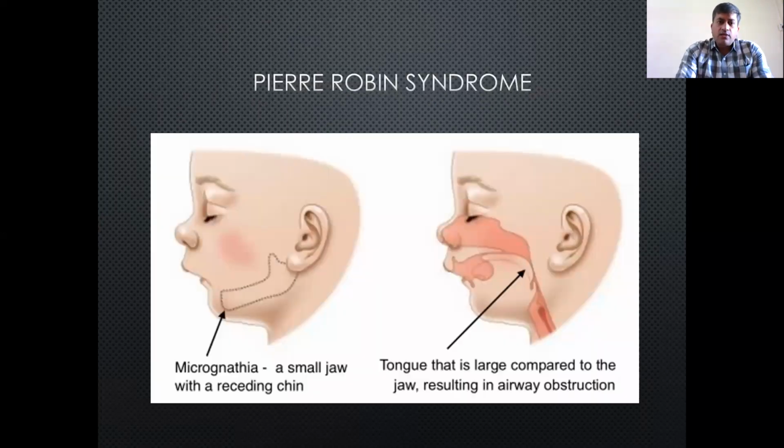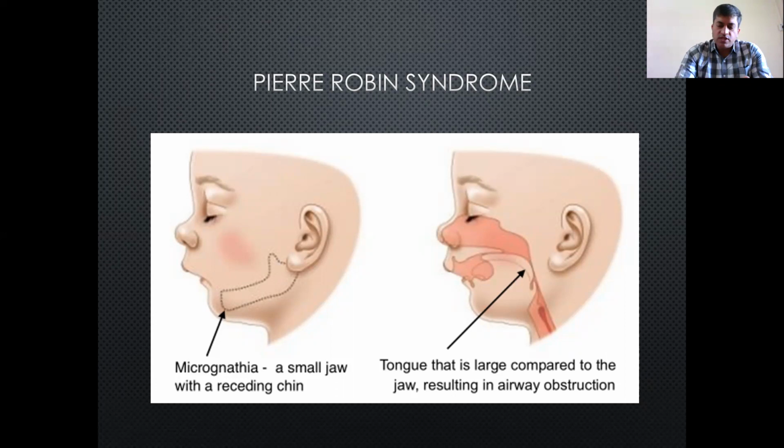Now, this is a typical diagrammatic representation of a patient with Pierre-Robin syndrome. What we notice here is severe micrognathia leading to shortening of the ramus of the mandible and shortening of the body of the mandible, and an enlarged and posteriorly positioned tongue. It causes obstruction of the upper airway leading to breathing difficulty.